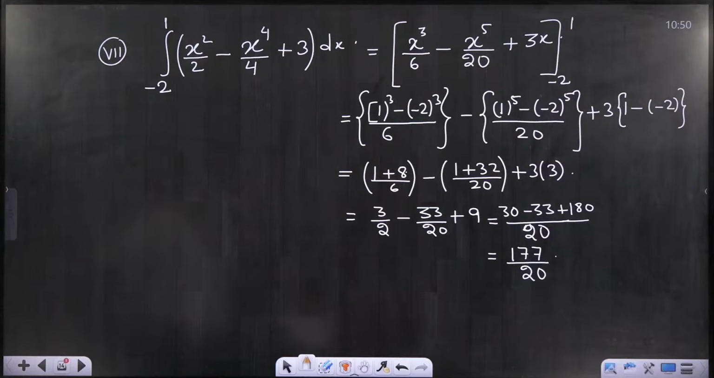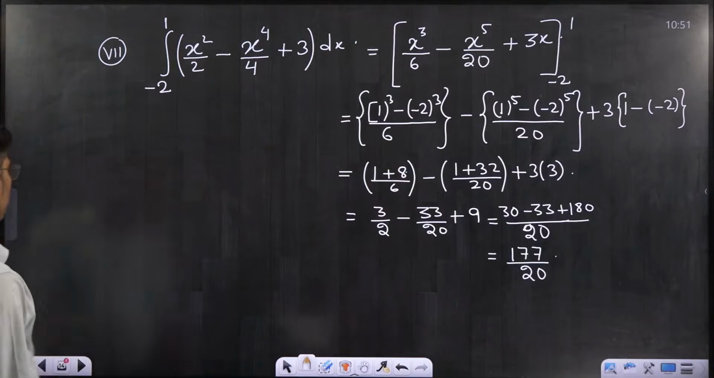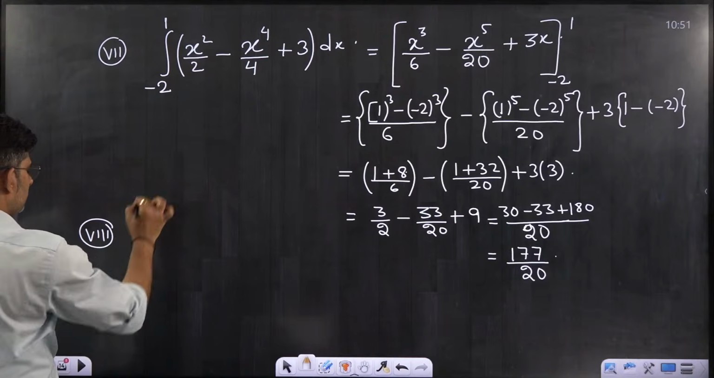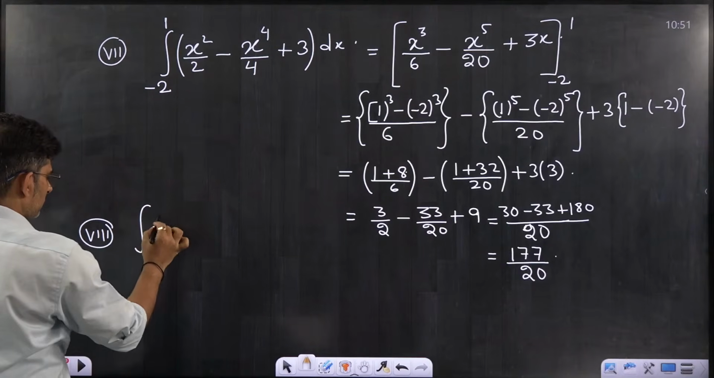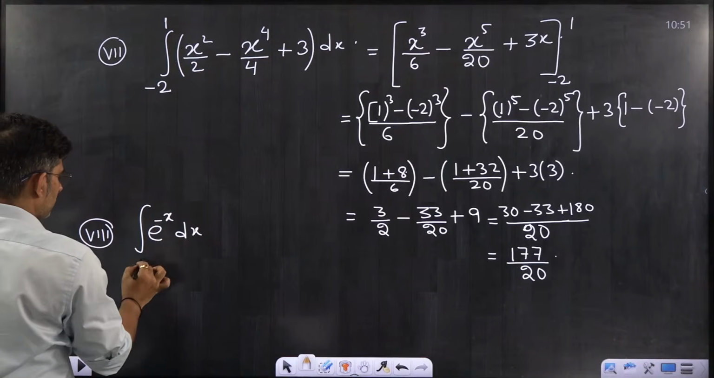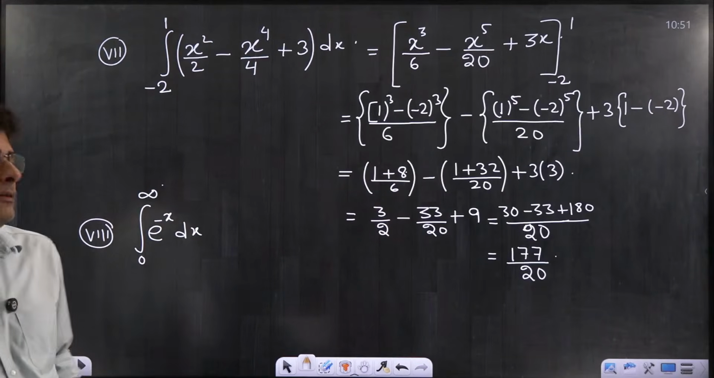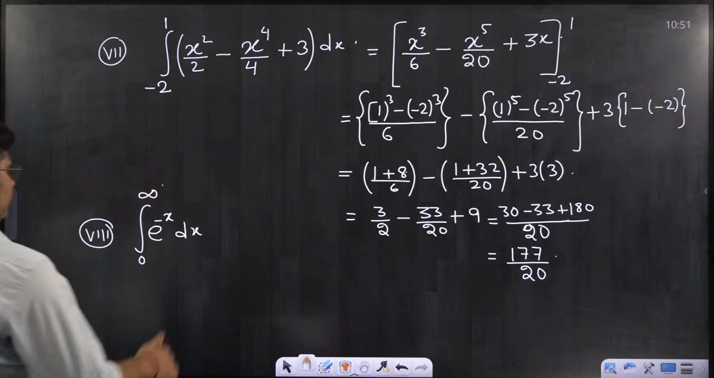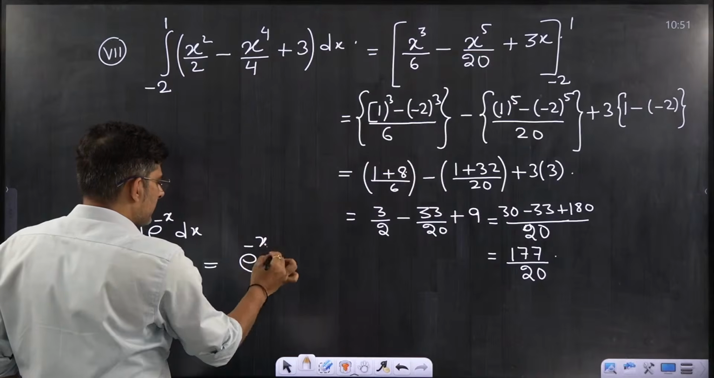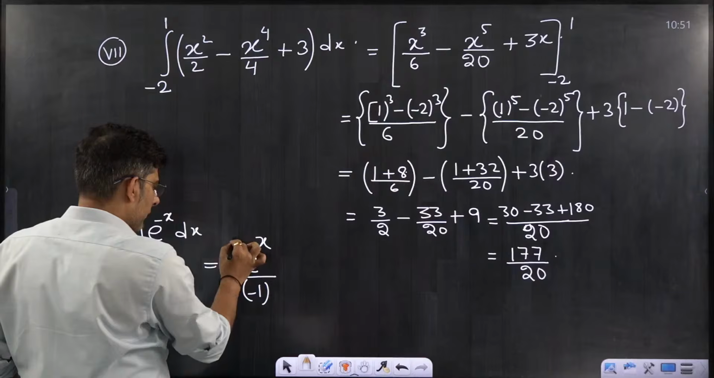Okay. Now, this type of forms you saw. Sometimes you will see e to the power minus x from 0 to infinity. You will say, sir, the integral of e to the power minus x is e to the power minus x. Since minus 1 is multiplied, so you will divide by minus 1. This we have already seen.